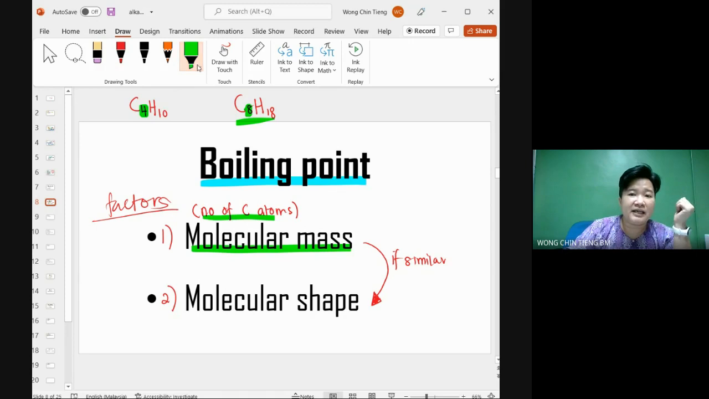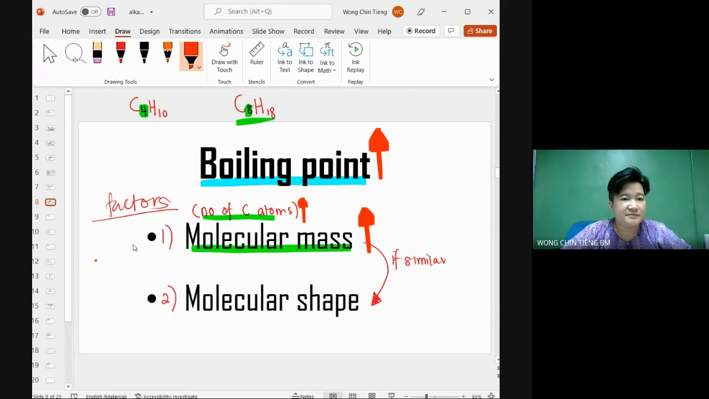Okay. And the relationship between boiling point and molecular mass. If I want the boiling point to be higher, I want the positive one. Kalau boiling point saya nak tinggi, bermakna I want my molecular mass to be higher. In the other words, number of carbon higher. Okay. Alright.